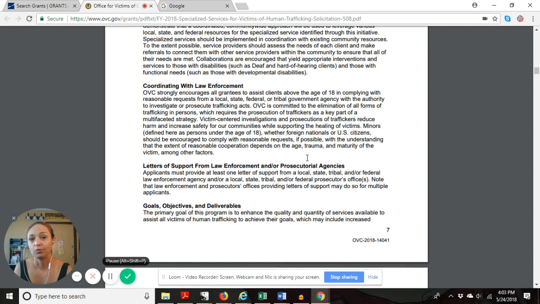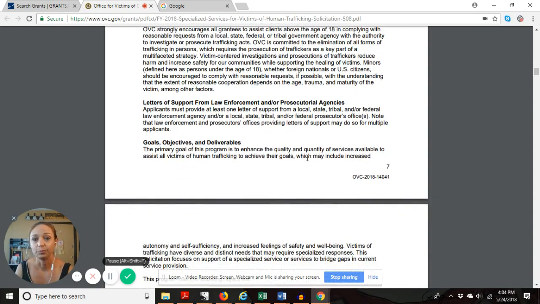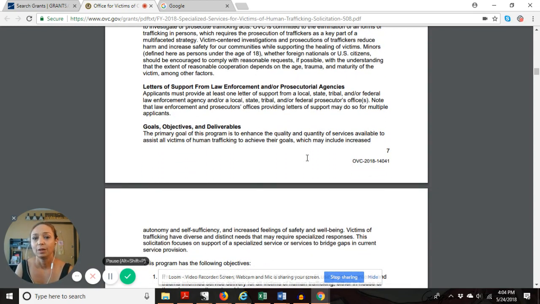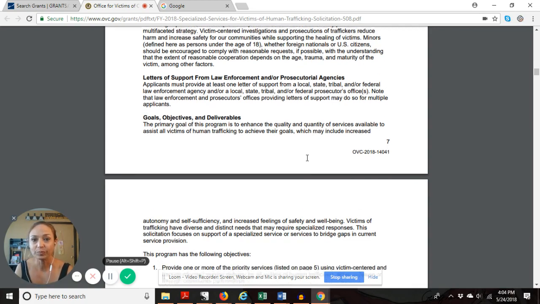In coordinating with law enforcement, they strongly encourage all grantees to assist clients above the age of 18 in complying with local, state, federal, and tribal government agencies with trafficking acts. So you have to make sure that you're complying and that you're working with them. And then they want you to have at least one letter of support from a local, state, tribal, and or federal law enforcement agency. So right there, you're saying, okay, we're going to partner. You need to make sure that you're out getting your letter of support. Who are you going to get that signed from, etc.